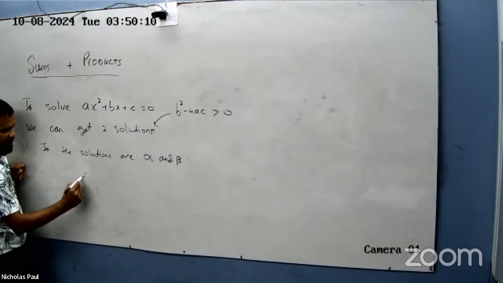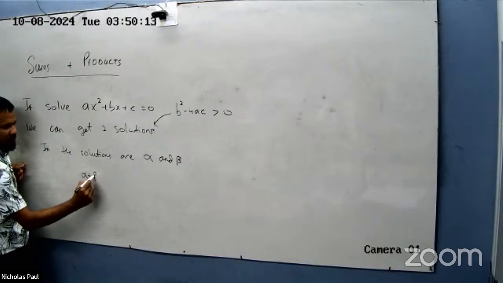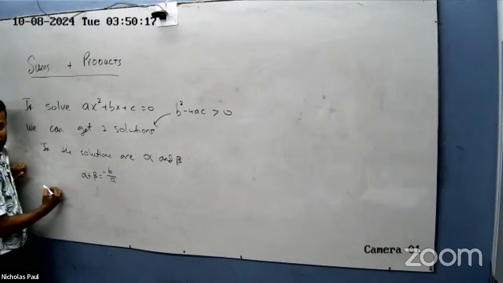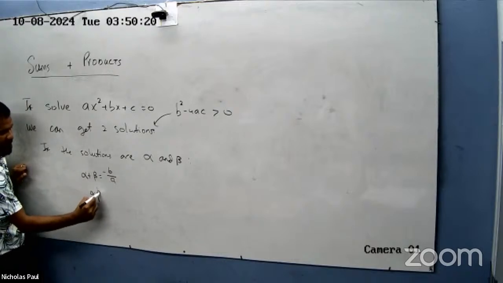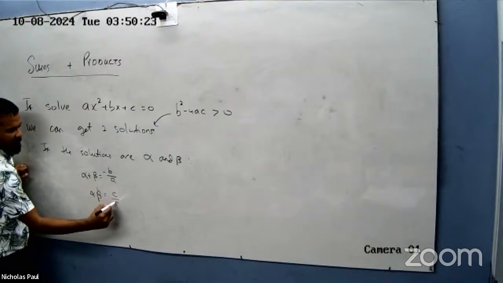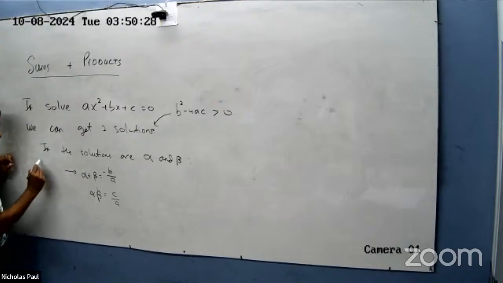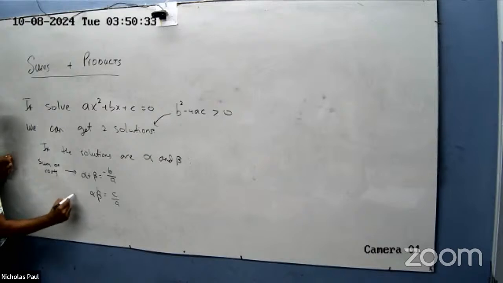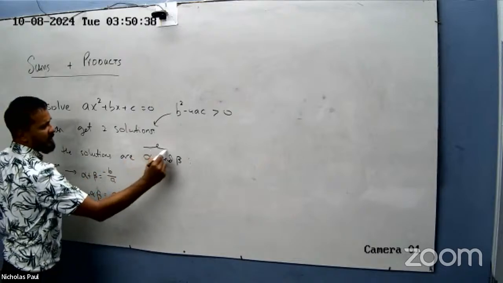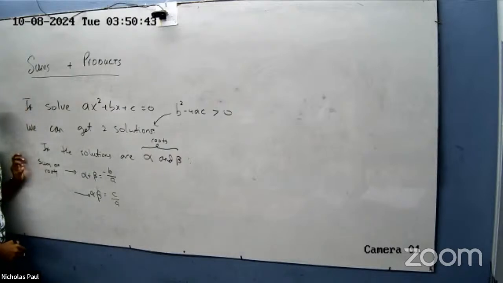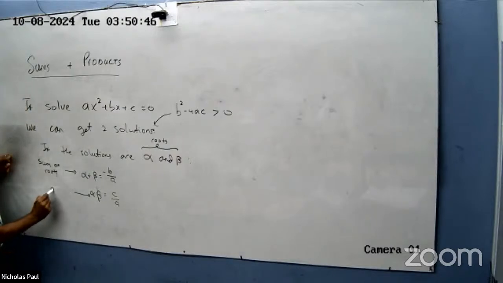We will learn that every time you sum up alpha and beta, that will be equal to minus b on a. And every time you multiply alpha by beta, that will be c on a. This is the sum of the roots. This is the product of the roots. What do you call these two things again? Alpha and beta, you also call them the roots. Those are the solutions and we call them the roots.